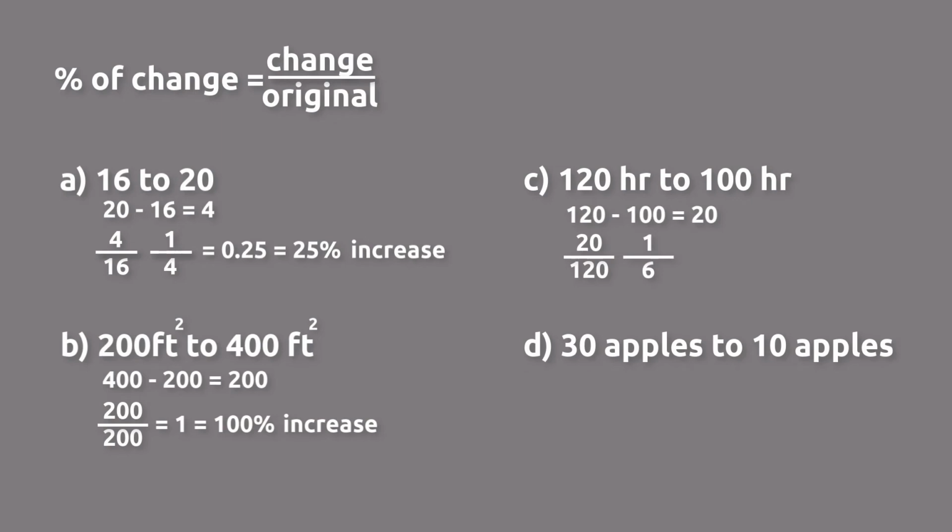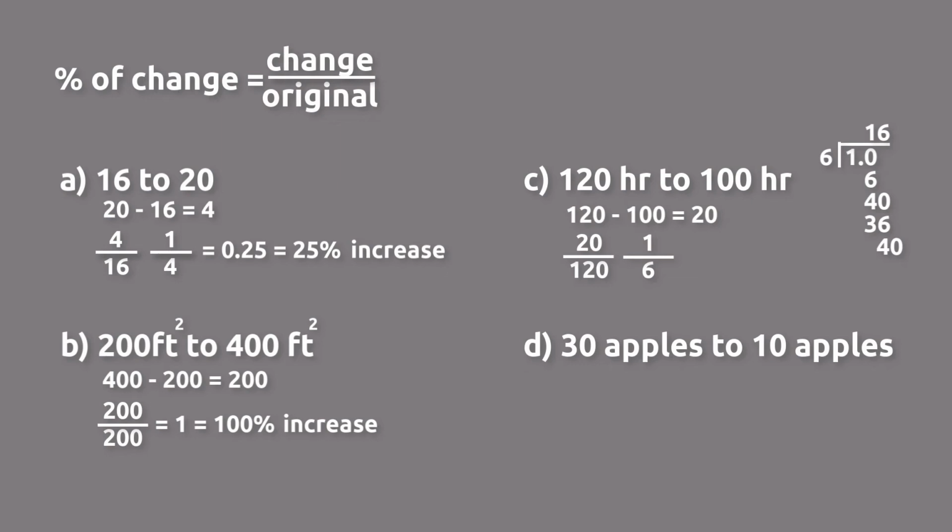So let's go ahead and write our long division problem off to the side. 1 divided by 6. 10 minus 6 is 4. Bring down your 0. 6 will go into 40 6 times. 6 times 6 is 36. That gives us 4 again. So it's going to repeat.